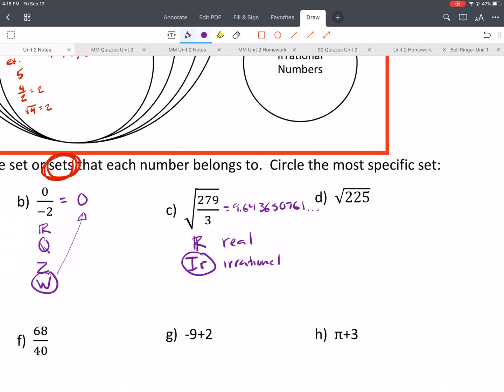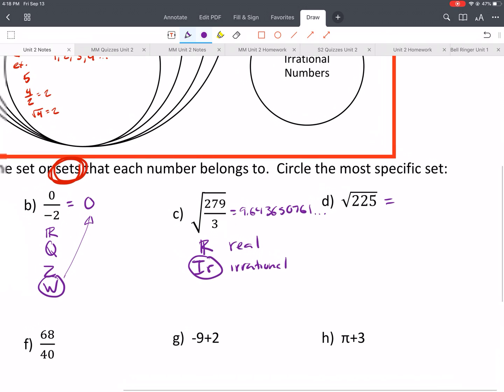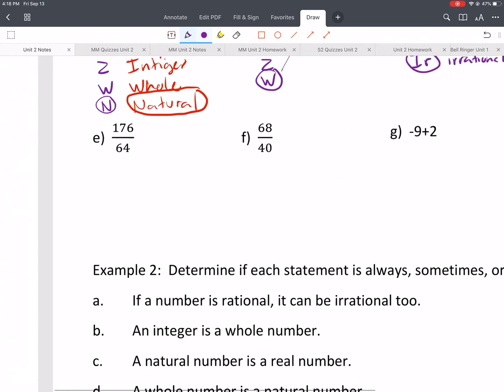Okay, next, plug that in your calculator. I think you end up getting 15. So here you would do real, rational, integer, whole, and natural, and circle natural.